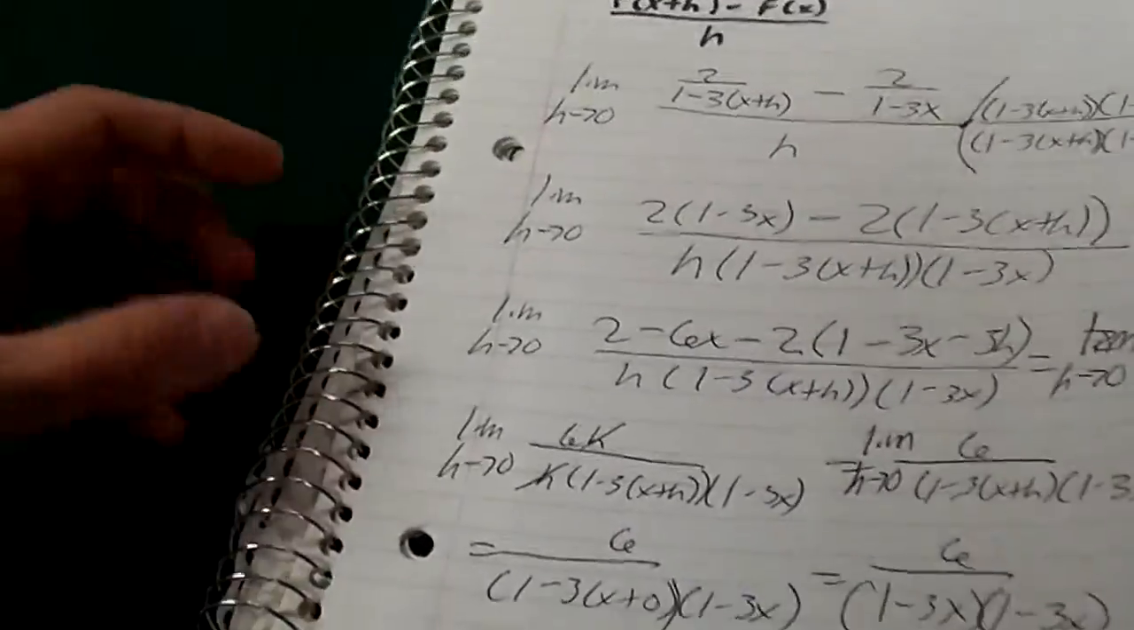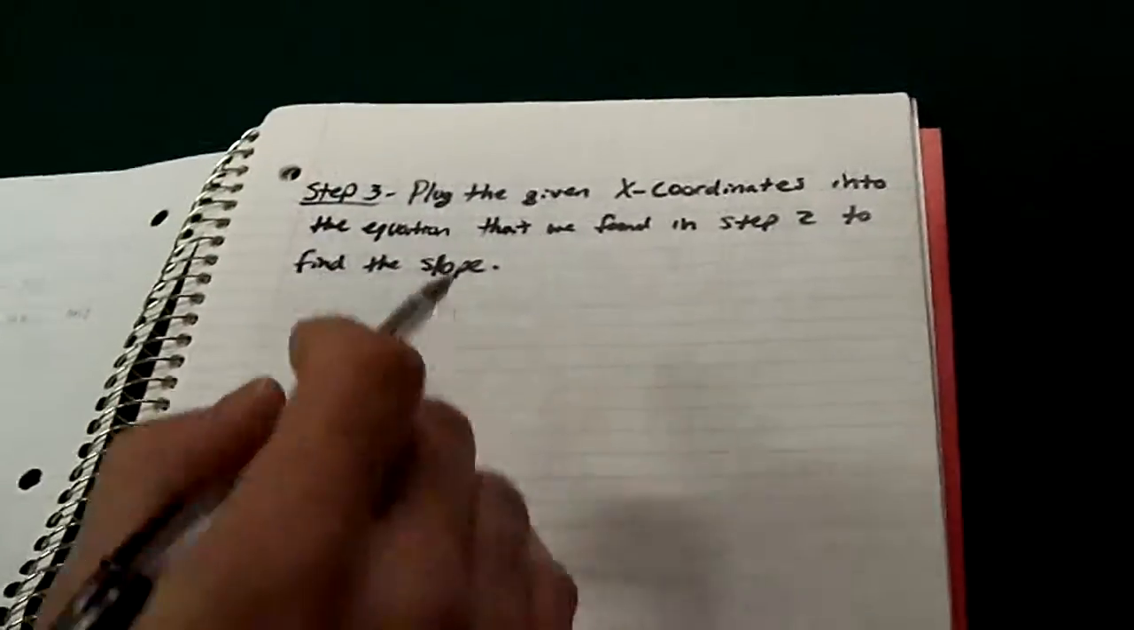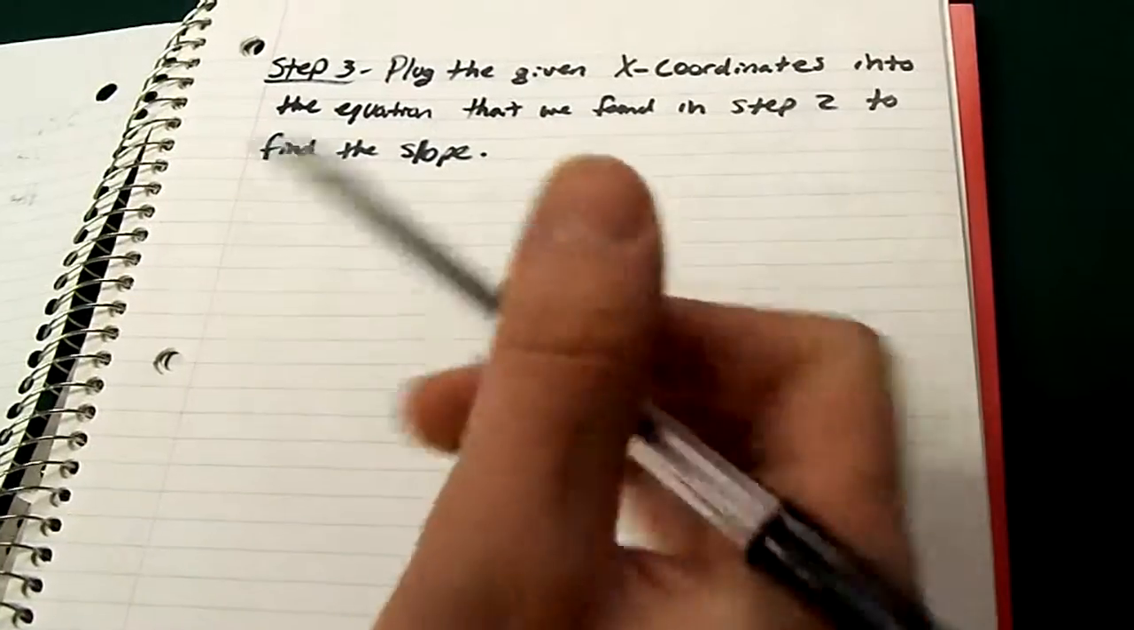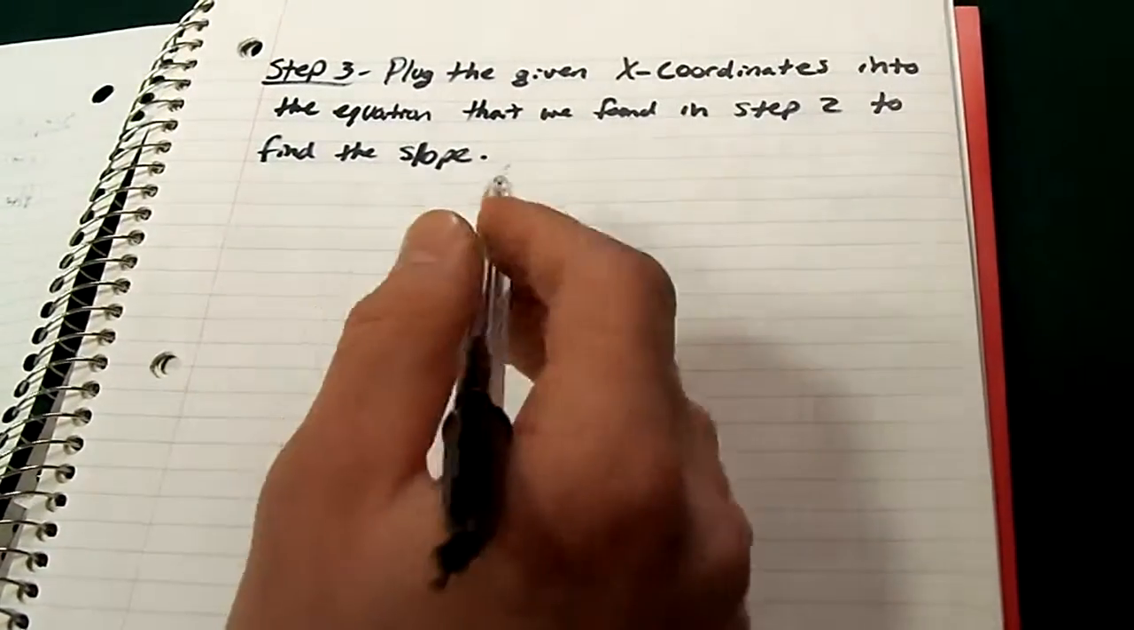So we did that. Now we're going to move to step 3. Now we're going to plug the given x coordinates into the equation that we found in step 2, which was using the difference quotient to find the slope.